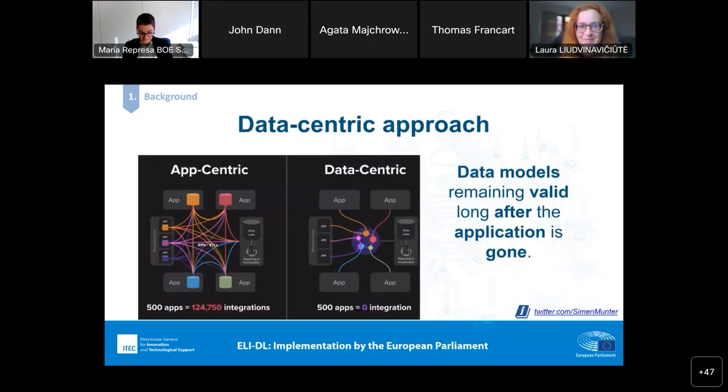Next, please. Already at that time, we started transitioning from app-centric to data-centric architecture. The ultimate goal of being data-centric was to design data models that precede the implementation of a given application and remain valid long after the application is gone. And with the knowledge management services, we partially achieved it.